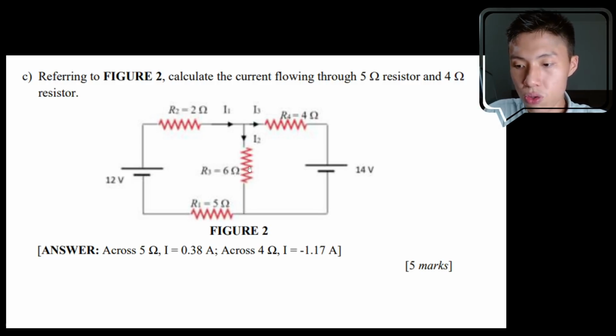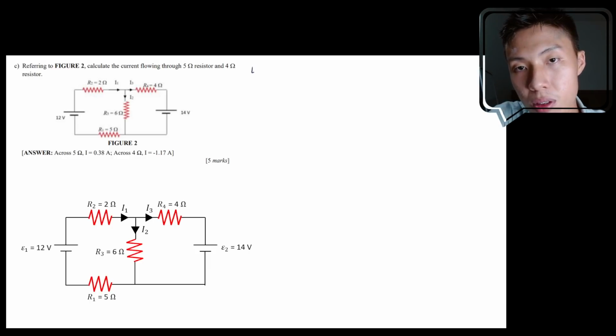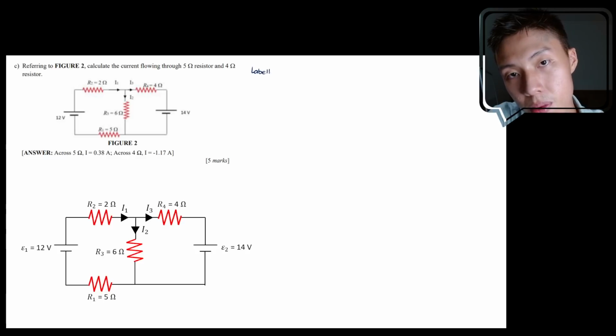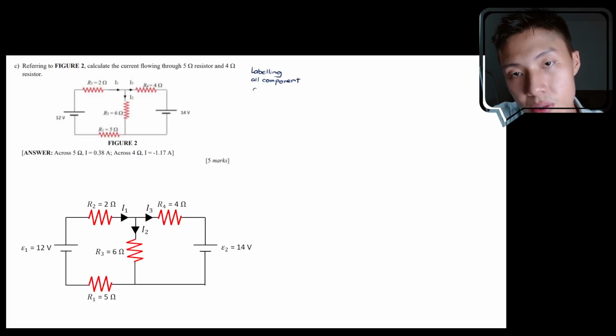The way that I usually do Kirchhoff's rule, I will follow a sequence of steps. The first step will be labeling everything, labeling all components. That means I'll label the electromotive force, the batteries. I'll label all the resistances as well, and I'll label all the currents as well. Then once I've done that, I'll look at whether the current flow is logical or not.